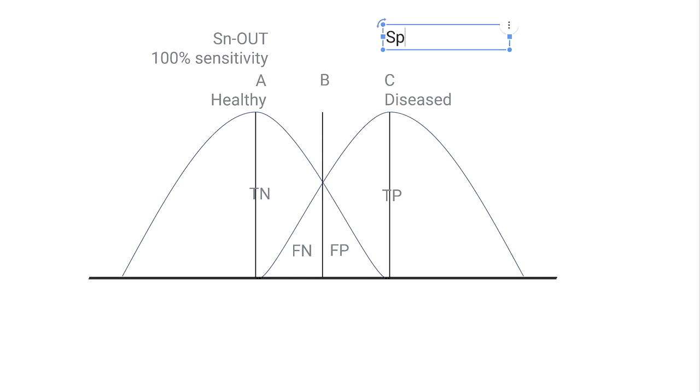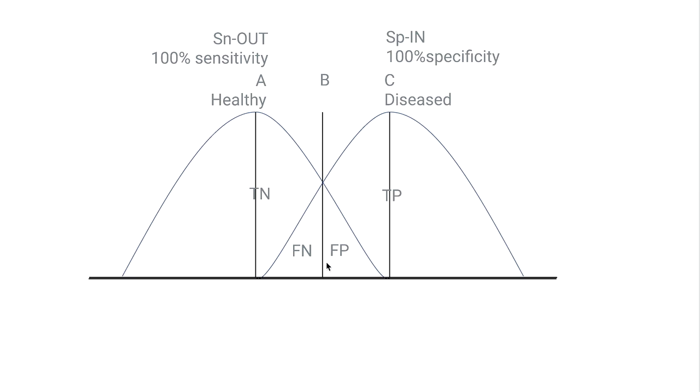And SpIn was to rule in a disease. So if we rule in a disease, then the patient is diseased, which is why point C is 100% specific. Now that means point B is 50-50. So if point A is 100% sensitive, that means that the patient is not diseased and is healthy. That means they're truly negative. When we say 100% specific, that means that the patient has the disease, so they're truly positive.